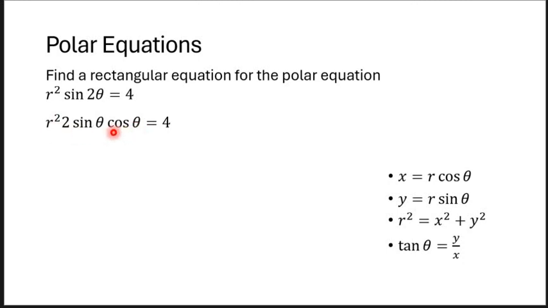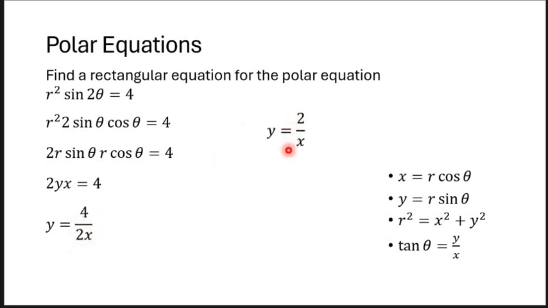And once I have that, I can then take this r squared and split it up amongst the sine of theta and the cosine of theta to get this 2 times r sine theta, which I have a replacement for, times r cosine theta, which I also have a replacement for, is equal to 4. So this becomes 2 times y times x equals 4. Solving this for y, I can divide both sides by x to get y is equal to 4 over 2x. Then I can cancel out the 4 and the 2 to get just y is equal to 2 over x. And this would be the rectangular form of that polar equation.